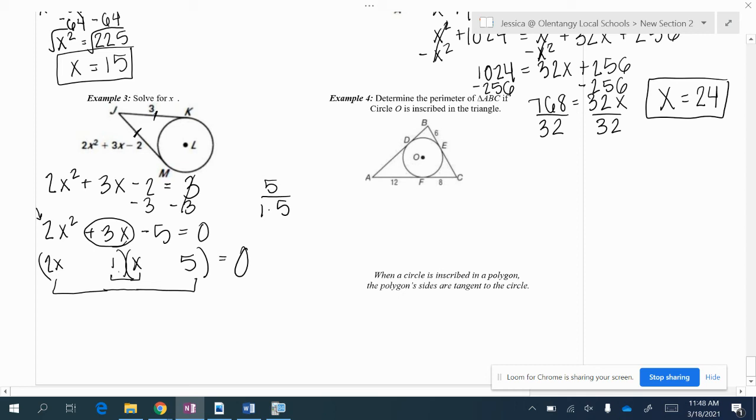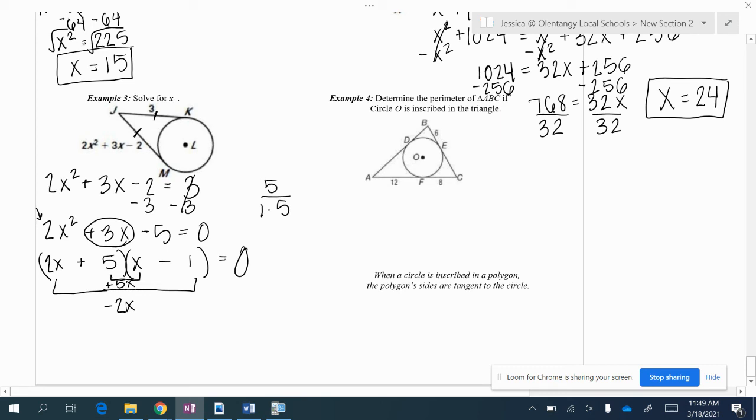So now I'm going to flip these two. So what if I put a 5 here and a 1 here? 2 times 1 is 2x. 5 times x is 5x. Out of 5x and 2x, can I make a 3x? Yes. Positive 5, negative 2. 5 minus 2 gives me a positive 3. So this needs to be positive, that needs to be negative.